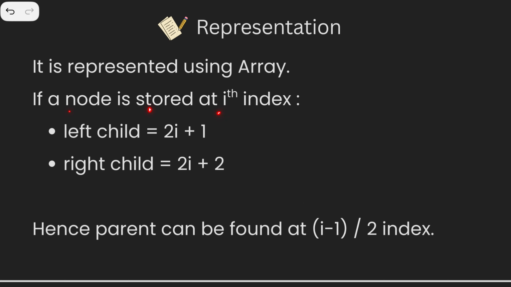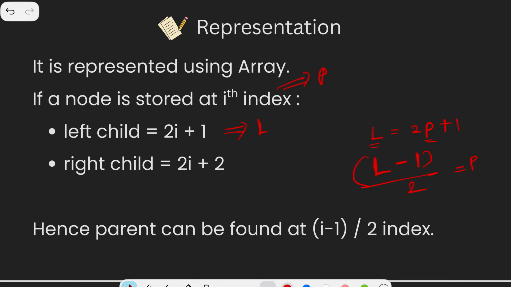If a node is stored at ith index, then the left child will go to 2 into I plus 1 and the right child will go to 2 into I plus 2. Once you understand the representation, we can definitely determine the position of the parent node as well. Imagine your left child is present at index L and parent is present at index P. So L is going to be 2P plus 1, correct? P is the index for the parent and L is the index for the left child. So what will be the value of P? L minus 1 divided by 2 is going to be the value of P.